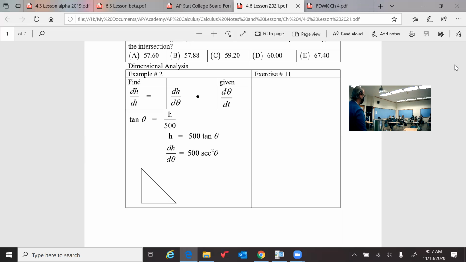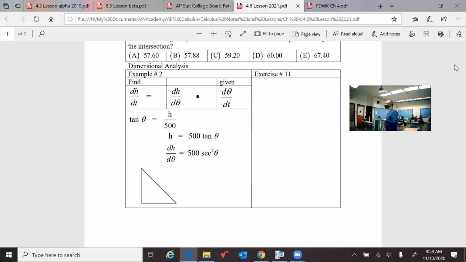So to set up the dimensional analysis, what has to happen? I've got to introduce the dh, and I've got to get rid of the d theta. Because if I set it up this way, and you multiply these two, the d thetas would reduce, and you would get dh over dt. So the point is, let's find dh/d theta, and if we find it, let's multiply by what was given.